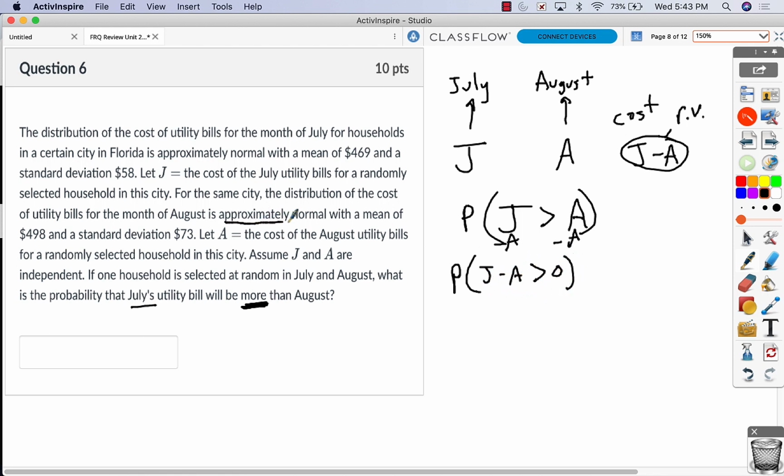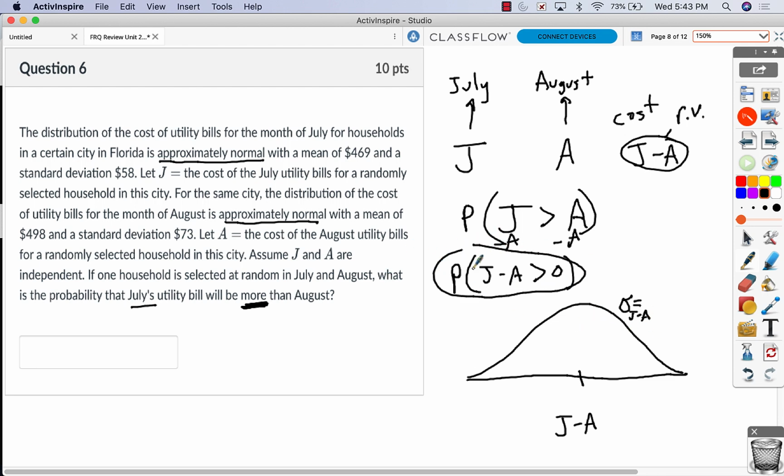Well, the nice thing is this is normal and this is normal. So the difference is normal. So this is a graph of the differences. So these are your J minus A's. So if we find the mean and the standard deviation of J minus A, then we could find this probability. Just use a normal CDF. So we have to say, what is the average of J minus A? When you're combining random variables, you subtract their means.